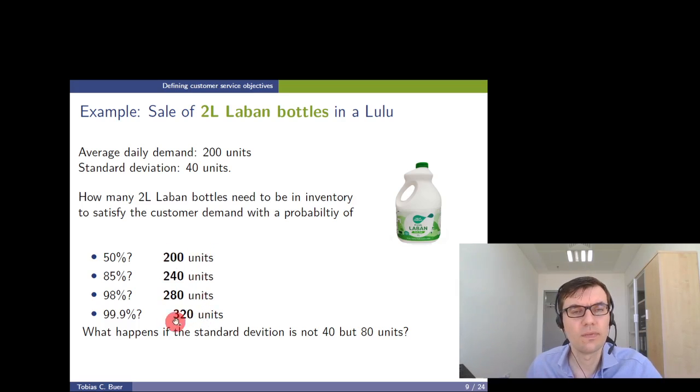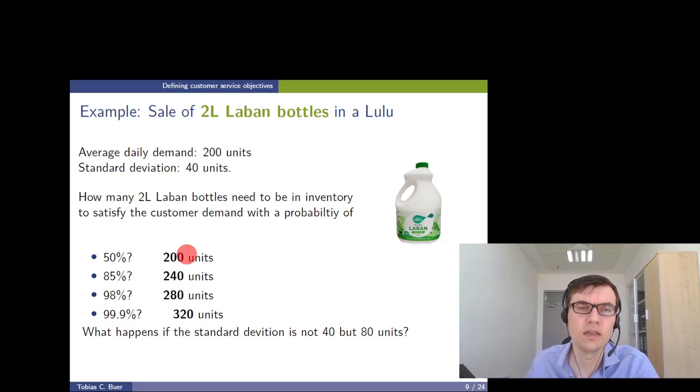So now, if we have 320 units of Laban in inventory, we almost always satisfy our customer demands. That's pretty good. Of course, we need much more storage space to do this. So now we need to calculate a trade-off between the additional storage space and the increased customer satisfaction.